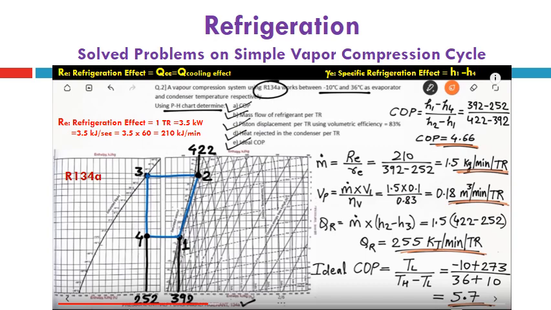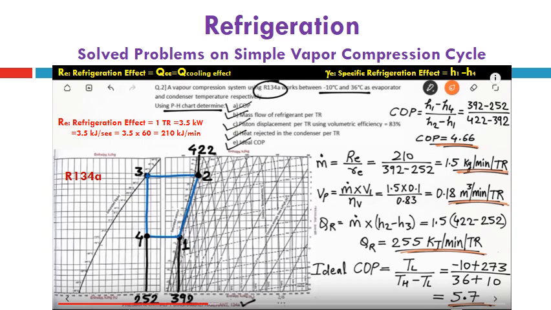Then the Q rejected in the condenser, Q condenser, equals m dot refrigerant multiplying by H2, the state at the compressor outlet and condenser inlet, minus H3, the outlet state from the condenser, equal to 1.5 multiplying by 422 minus 252, giving that Q rejected equals 255 kilojoule per minute per ton.